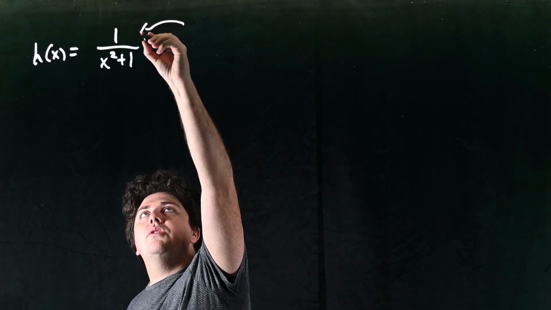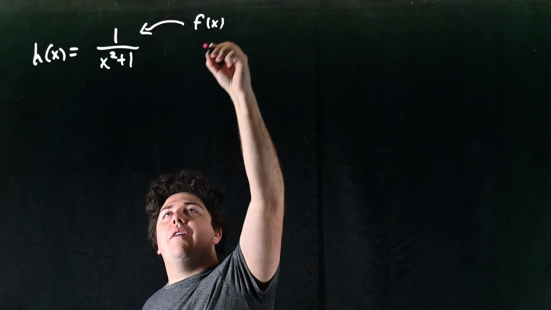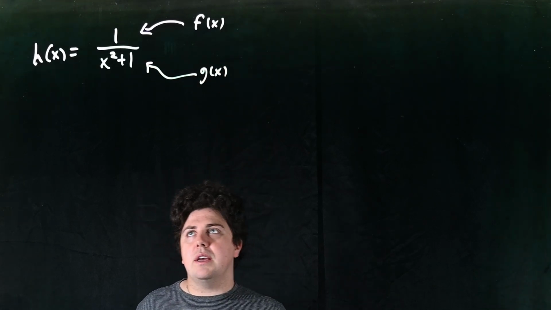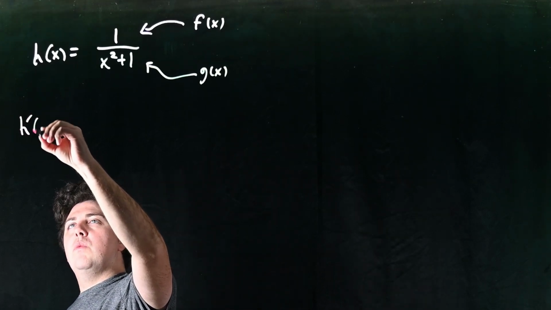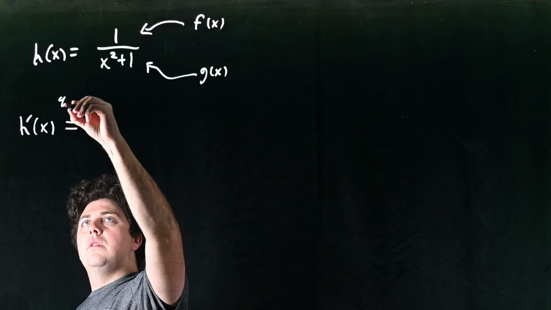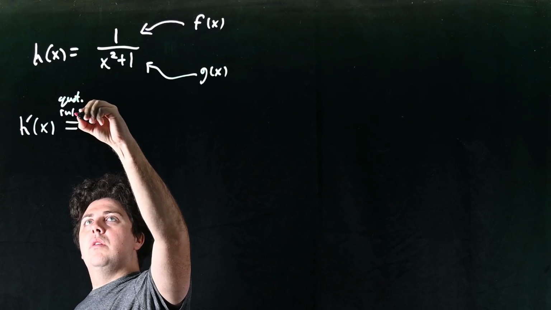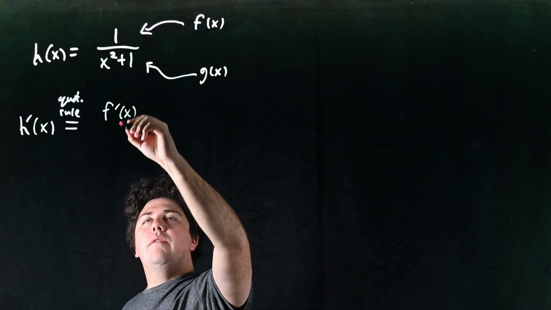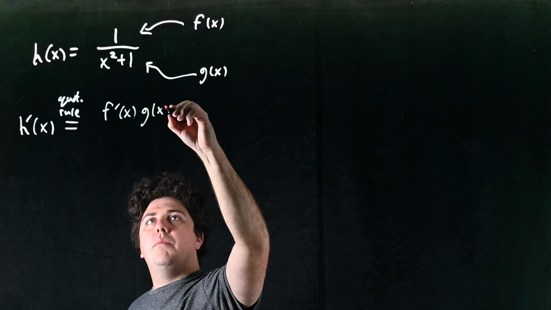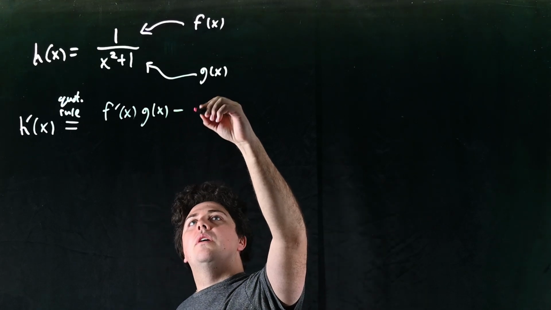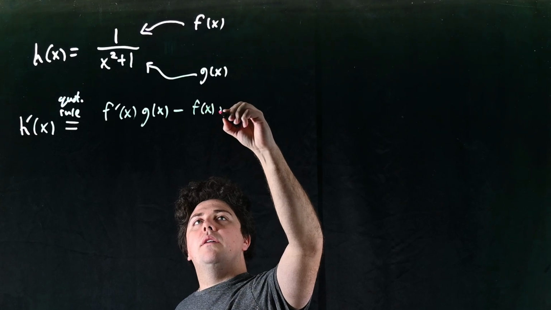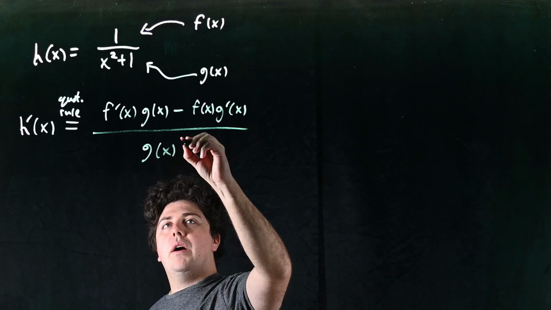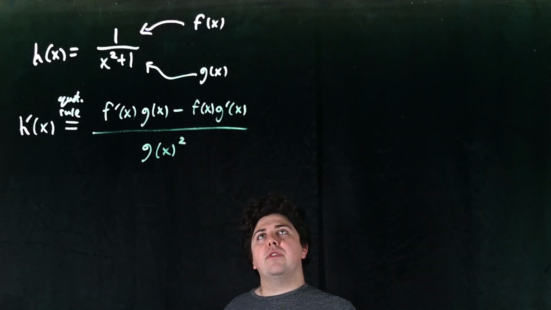Well, let's call the guy upstairs f of x and the guy downstairs g of x, just like we previously did. And then by the quotient rule, we have that h prime of x, well, it's going to be the derivative of the top guy times the bottom guy minus the top guy times the derivative of the bottom guy, all over the bottom guy squared. So now we can just plug everything in.